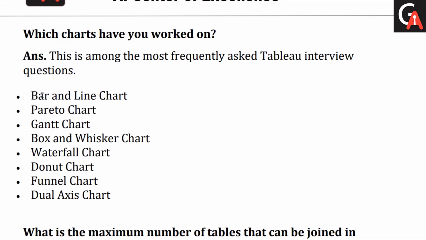These are the frequently used charts you can mention when presenting the report, saying that I have worked on building some dashboards in the organization and I have used bar and line charts, Pareto chart, Gantt chart, box and whiskers plot, which is an inbuilt chart, but Pareto chart is a customized chart. We have to build it. Then the waterfall chart is also a customized chart. Then donut chart, again a customized chart. Funnel chart, which is also a customized chart, and dual axis chart. So these are the charts.